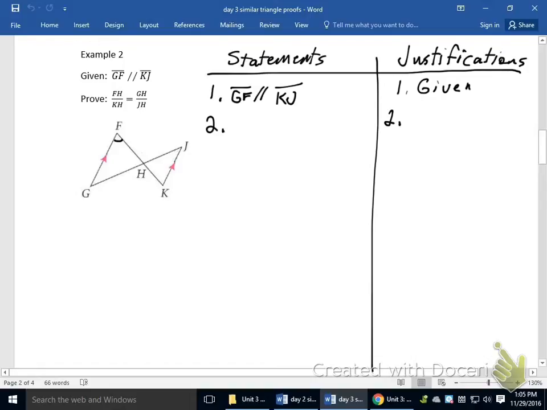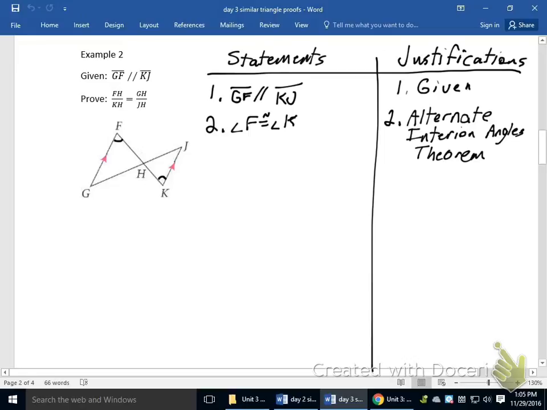I'm going to say that angle F is congruent to angle K. That's a conclusion I can make from that. That's because they are alternate interior angles. They were on different sides of the transversal between parallel lines. And that is a theorem. I could, while I'm at it, say the same thing for angle G and angle J.